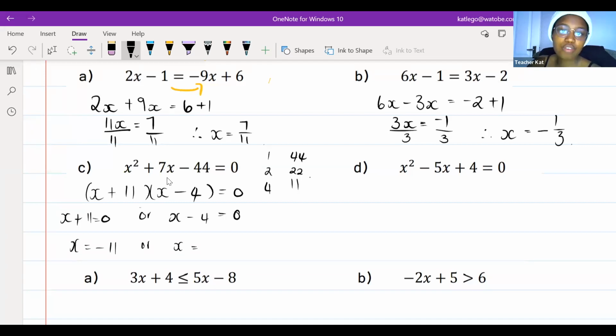When the 4 goes over, or x is equal to 4. Positive 4. Remember, this negative goes over and becomes positive. Do we remember? Yes. Beautiful. Thank you very much for going through this one with me, Refilwe.